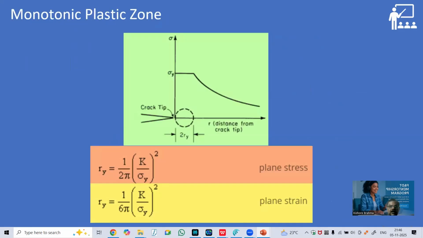So when stress is held at S max, we have the monotonic plastic zone size, which is given by 2 r_y, and the plastic zone size r_y is given by 1 by 2 pi (K over sigma_y) whole squared. This is for plane stress, and for plane strain, it is 1/3 of the plastic zone size obtained in plane stress.